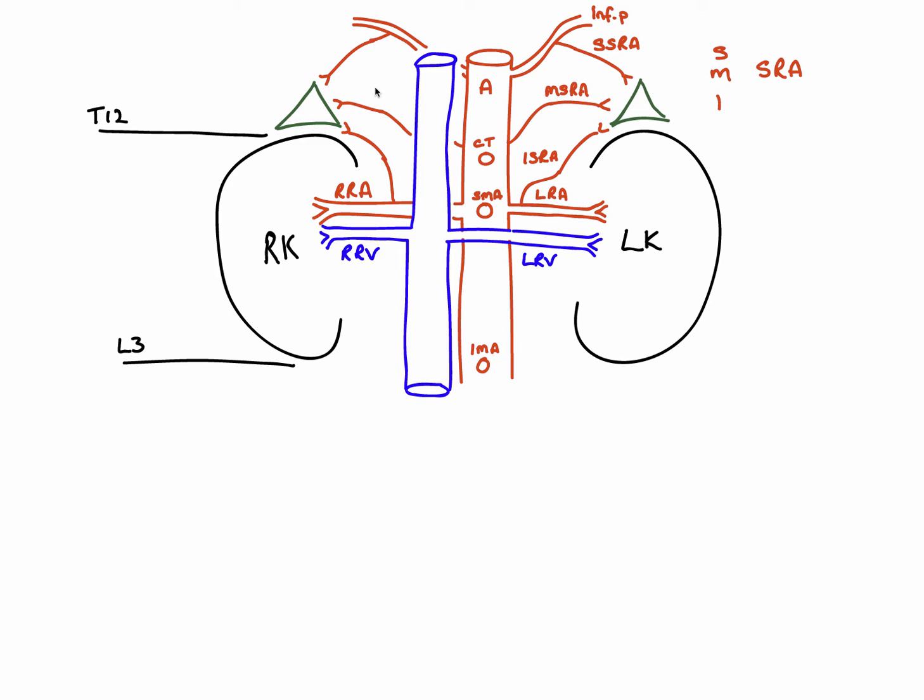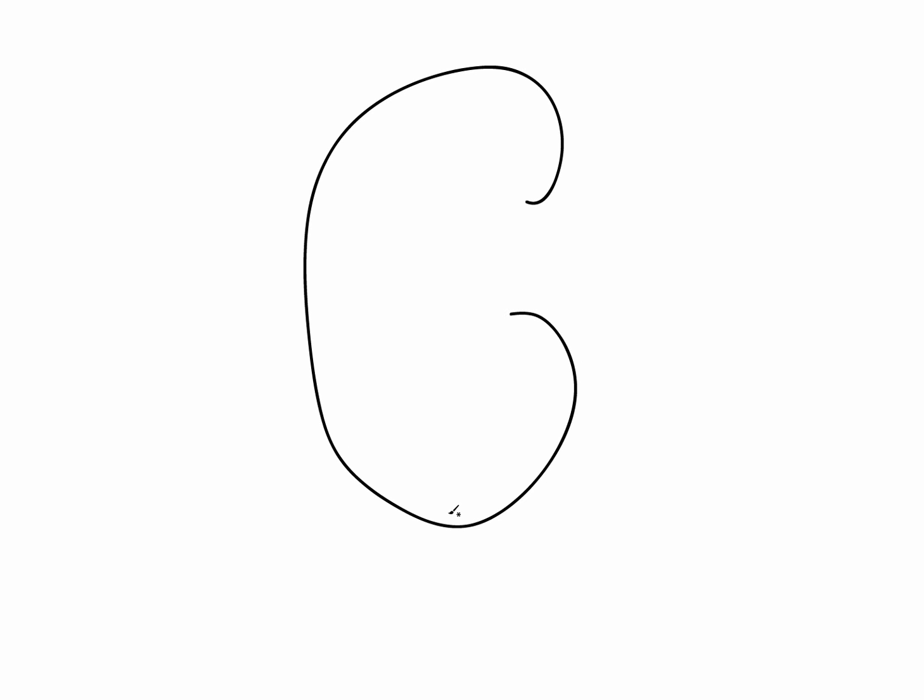So now if we just turn to the gross anatomy of the kidneys, then we can draw out a representative kidney here. And what we can see is we've got a superior pole towards the top of the kidney, and we've got an inferior pole down here at the bottom.